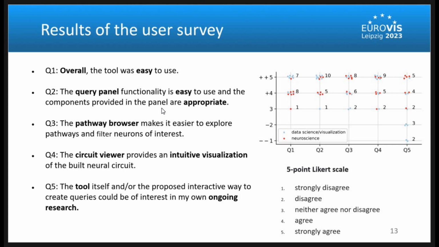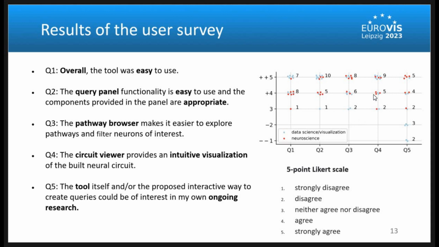We asked them several questions, like whether the query functionality is easy to use and the components provided in the panels are appropriate, and whether the pathway browser makes it easier to explore pathways and filter neurons of interest. Next, we asked participants to rate these questions using a 5-point Likert scale. On the right hand side, one can see the results of the user survey.